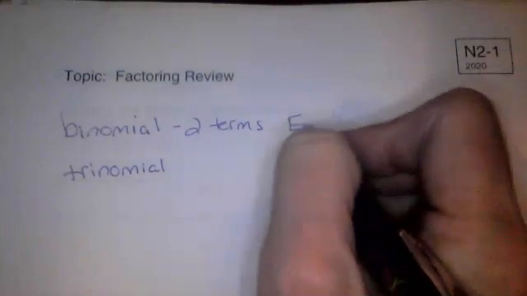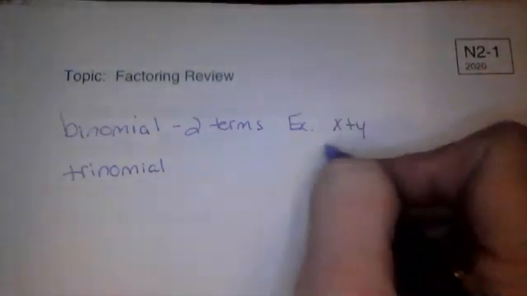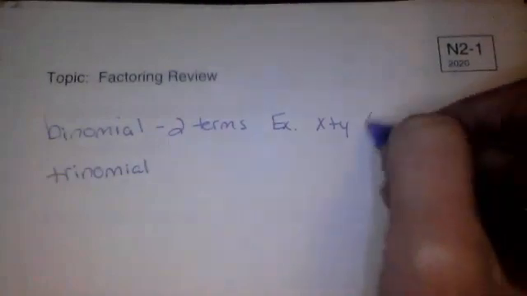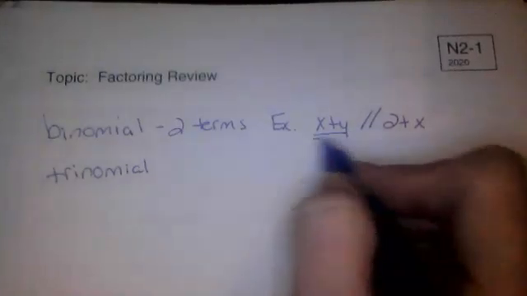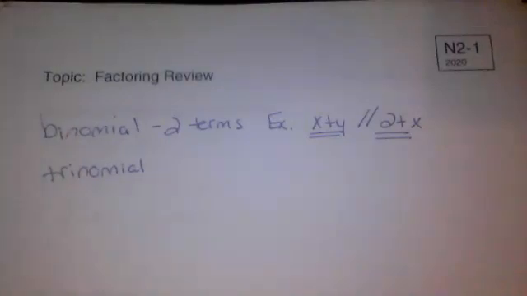Before we get started, I want to go over just a few terms and a few things I want to make sure we remember from Algebra 2. So first, let's just talk about a binomial and a trinomial. A binomial has two terms. So an example would be something like x plus y. Or another example would be 2 plus x. Anything that has two terms, one could be a constant, the other a variable.